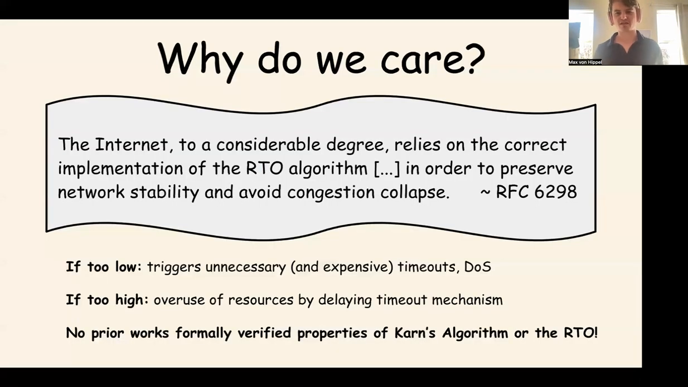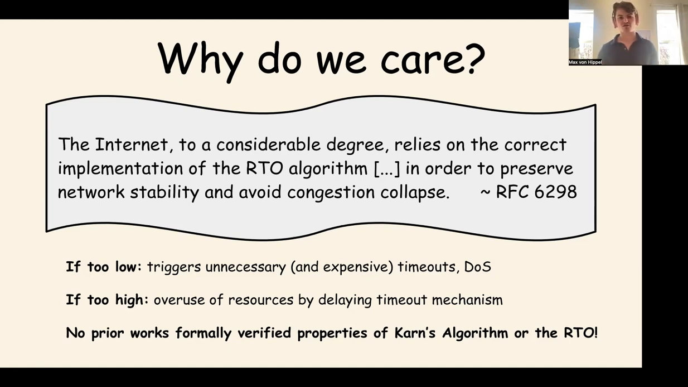So why do we care about these detailed acronyms I just introduced? Well, one reason to care is because an RFC tells us we should care. RFC 6298 reads: the Internet to a considerable degree relies on the correct implementation of the RTO algorithm in order to preserve network stability and avoid congestion collapse. What is congestion collapse? It's a scenario in which the congestive dynamics of the network spiral out of control, and suddenly it's impossible to get new data to progress through the network.